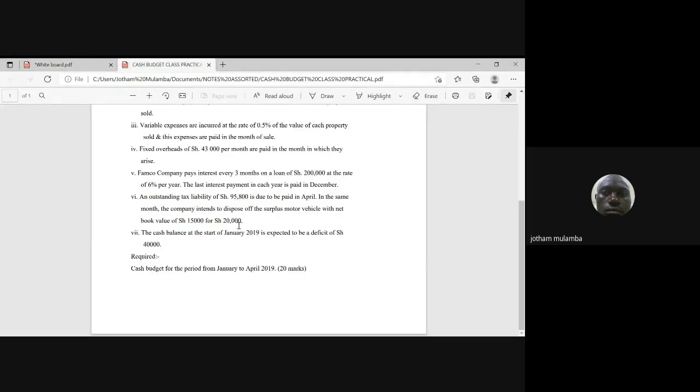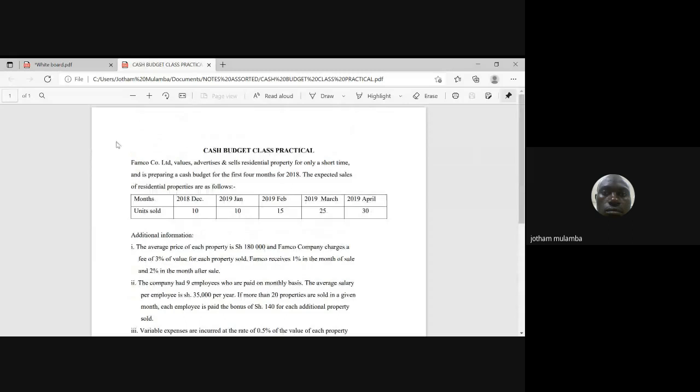Did I have two whiteboards? Just a minute. So we draw the whiteboard. Our whiteboard is clear. So it's Farmco company cash budget.